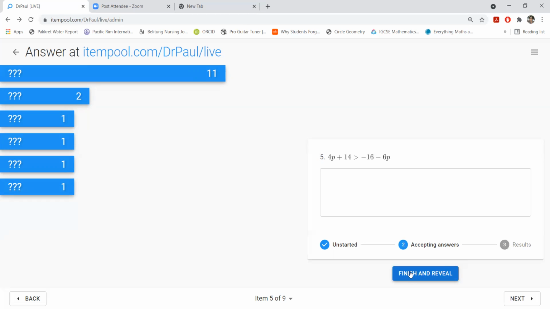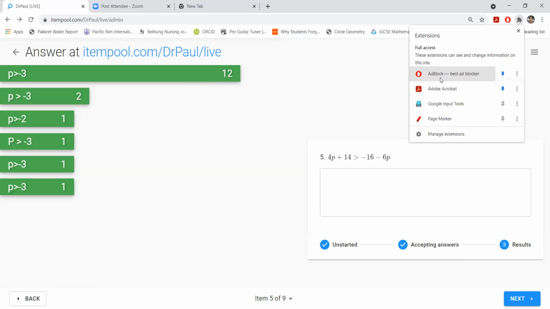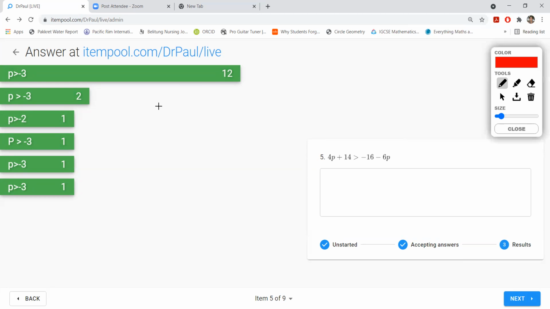Okay, let's count down. 10, 9, 8, 7, 6, 5, 4, 3, 2, 1. Okay. So let's see what happened here. What do we got? -2, -3. Let's see. So 4p plus 14 greater than -16 minus 6p.